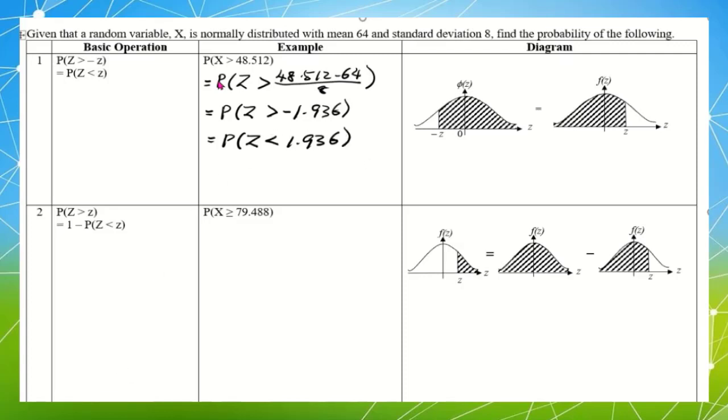So from the table, I find that the probability z less than 1.936 is 0.9736.